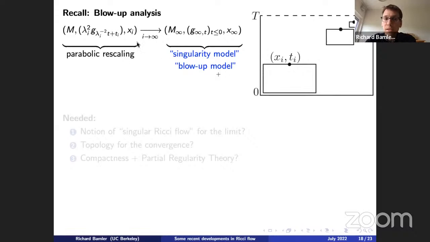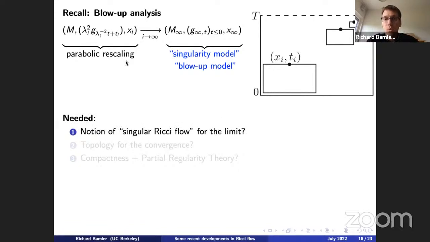In dimension 3, this was no problem because the singularity model ended up being smooth anyway, and then some of the type of convergence can be defined quite well. However, as we've seen in the previous slide, in higher dimensions, the singularity model might be singular itself. So we can't just put some singular space here. We can't just put some smooth Ricci flow here. We need some kind of singular Ricci flow for the limit.